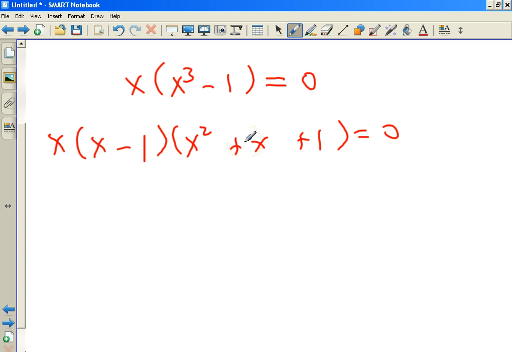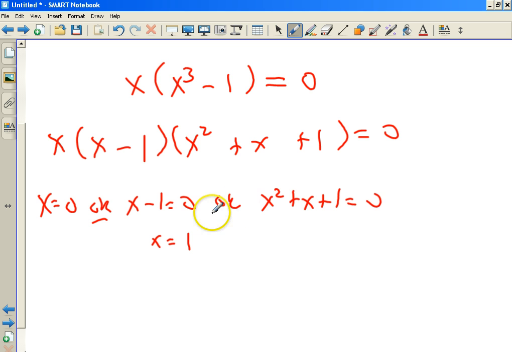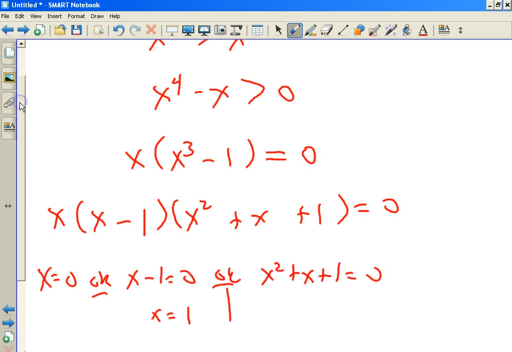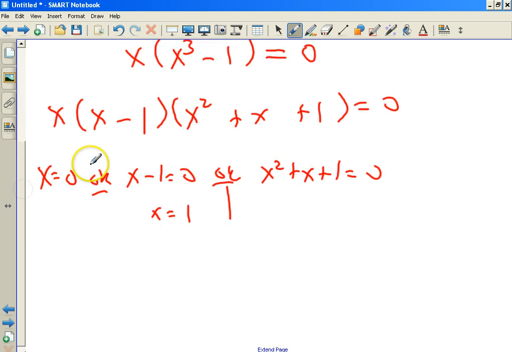Okay? So now, finish the solution. If this times this is equal to 0, then x is 0, or x minus 1 is 0, means x is 1. How do you get rid of the minus 1? Add it, right. Or x squared plus x plus 1 equals 0. Remember, we started off with the 4th degree, so we're going to get 1, 2, 3, 4 roots.